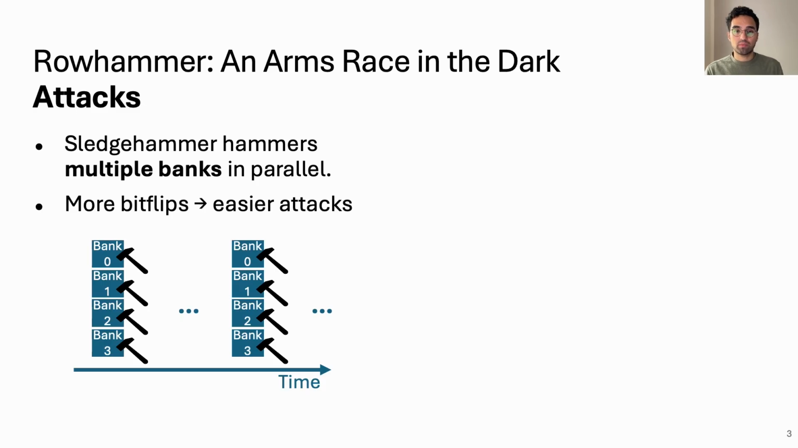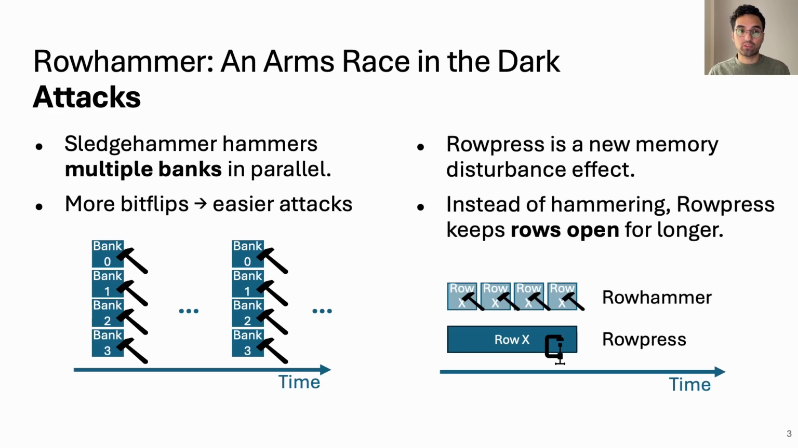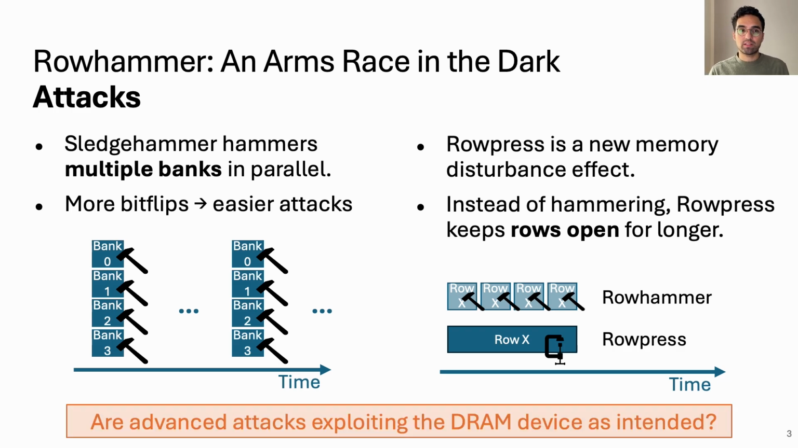Rowhammer can be described as an arms race in the dark. On the one side, we can see more and more sophisticated attacks, such as sledgehammer, hammering multiple banks in parallel to trigger more bit flips and facilitate exploitation, and new disturbance effects, such as Rowpress, that keep rows open for longer. And this raises the question, do these attacks exploit the DRAM device as they intend?